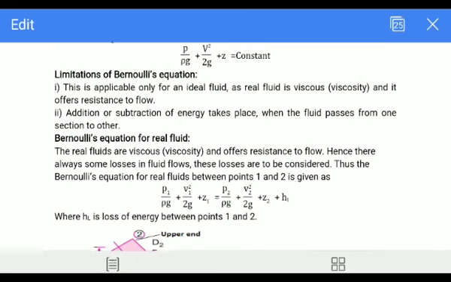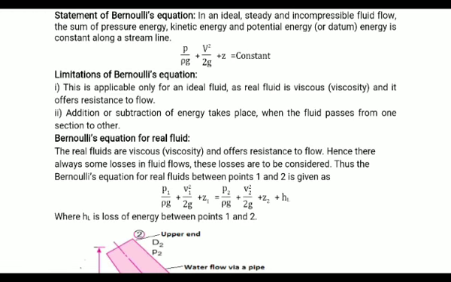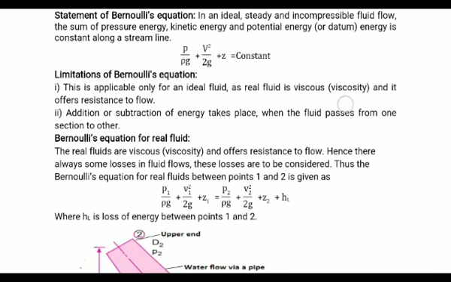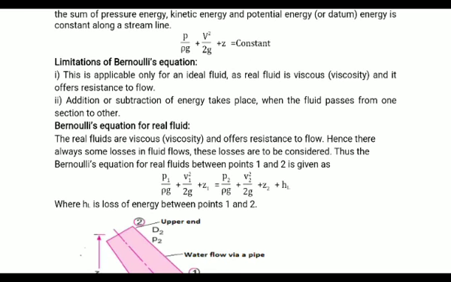But this Bernoulli's equation has some limitations. It is applicable only for an ideal fluid, as a real fluid has viscosity and it offers resistance to flow. Second, addition or subtraction of energy takes place when the fluid passes from one section to another section. In practice, all the fluids, which are called real fluids, have some amount of viscosity that you have to consider.